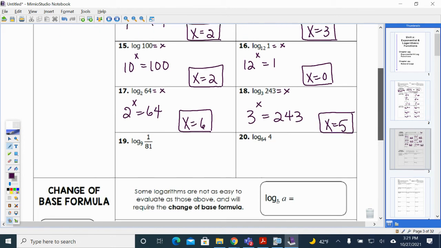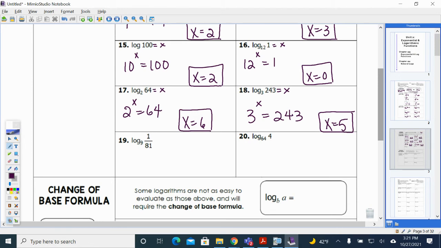Now, number 19 and number 20 are going to be very interesting. So number 19, we've got 9 to what power is equal to 1 over 81. Well, you know that 9 squared is equal to 81. How's the 81 going to end up in the bottom of a fraction? Well, the exponent, which is 2, is going to have to be negative because it means that you had to move the 81 down to the bottom. So negative exponents are going to indicate those fractions.